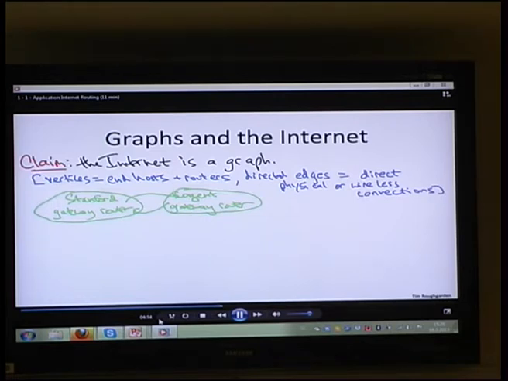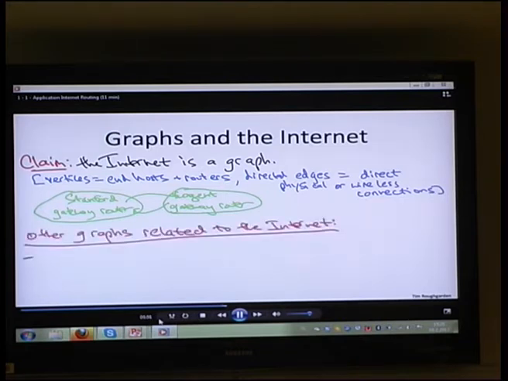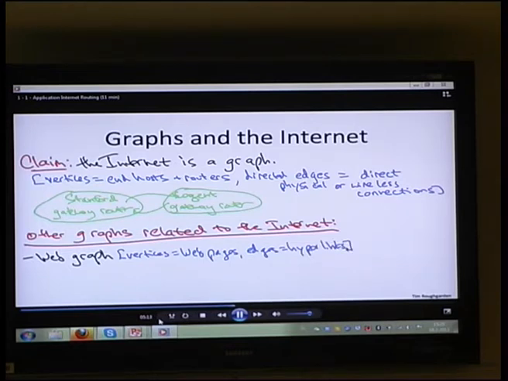But let me just pause to mention a couple of other graphs that are related to the internet and quite interesting in their own right. So one graph that has generated an enormous amount of interest and study is the graph induced by the web. So here, the vertices are going to represent web pages, and the edges, which are certainly directed, represent hyperlinks, that one web page points to another one.